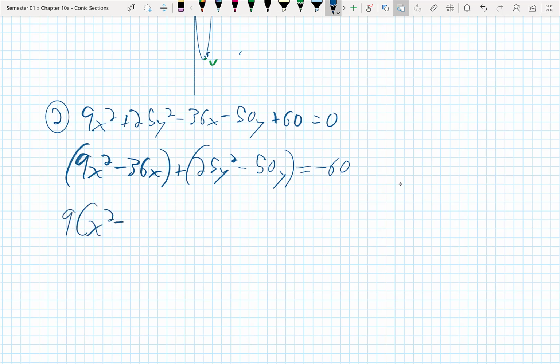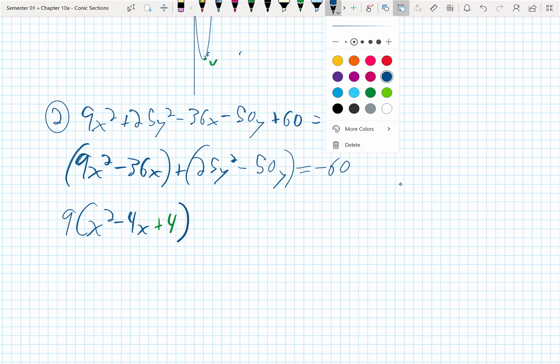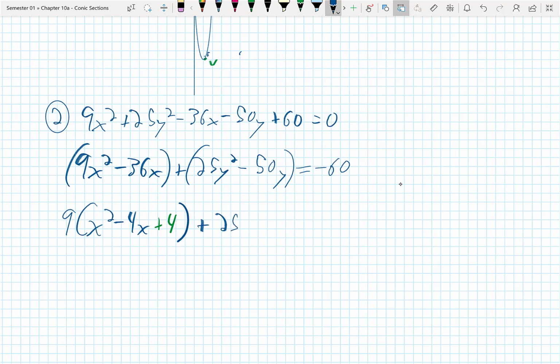giving me x squared minus 4x. Complete the square on the x, gives me a plus 4. Then we go on to the y, where I'm going to factor a 25 out. y squared minus 2y.